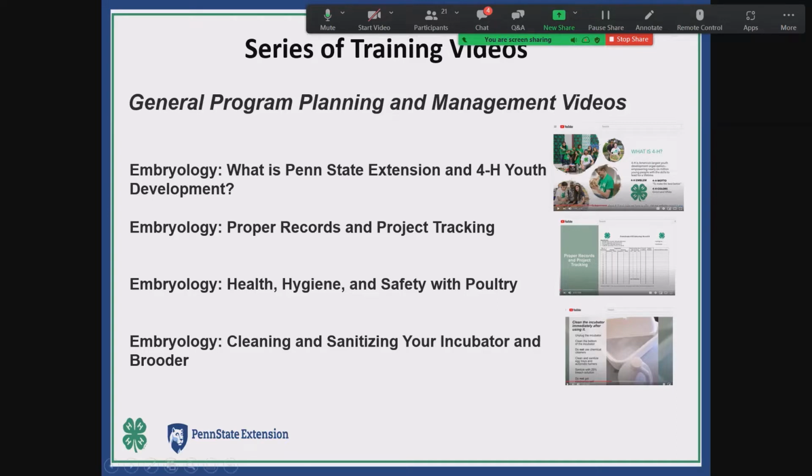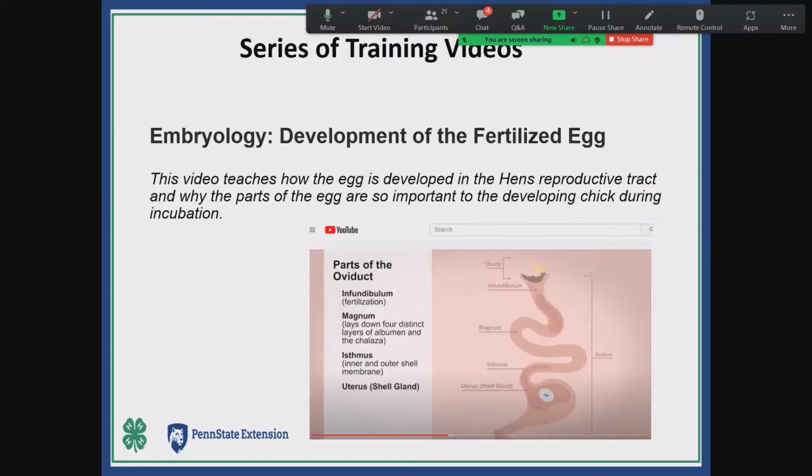They're mostly about how to do things and do it properly. Some of this is cleaning and sanitizing your incubator or the health and hygiene of and safety with the poultry, those can actually be used in the classroom as well as record tracking and how to do that. But it's really meant more for the teachers, but there are some parts of those videos that could be used to help in the classroom.